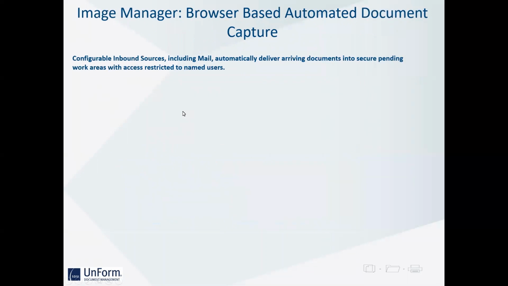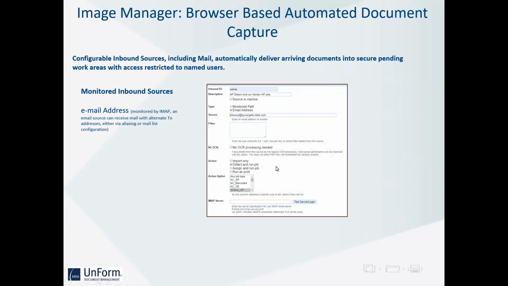The start of the process is where we've created the ability to create inbound sources. An inbound source is where documents end up, and we'll monitor that particular source. As documents come in, we can pick them up and process them based on the parameters associated with that source. That source could be an email address, or it could be a directory somewhere on your network. So we can monitor an email address, and as documents come in, we can define what we want to do with those documents based on that particular monitored inbound source.